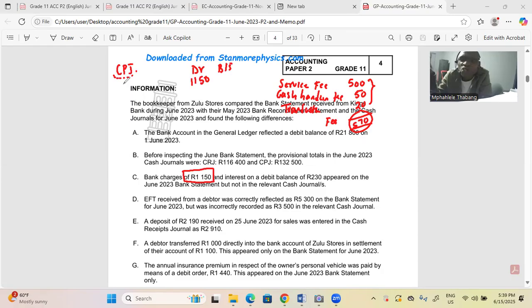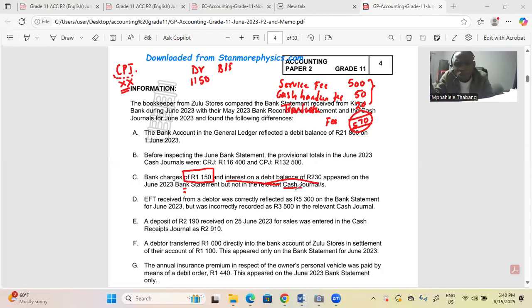Or maybe the bookkeeper is not yet aware of the bank charges. So in that case, the bookkeeper won't record 1,150 in the cash payment journal. The bookkeeper will only record it when he or she becomes aware that there are bank charges. So in this case, let me just put XX. What I'm saying is 1,150 is recorded in the bank statement, but not in the cash payment journal. Let's see if that's what they are saying here. A bank charge of 1,150. Let's leave the interest part a little bit. An interest on a debit balance of 220 appeared on the bank statement, but not in the journal. So you see, this is appearing in the bank statement, but not in the journal. We have bank charges, which appear on the debit side of the bank statement. They won't tell you in this case.